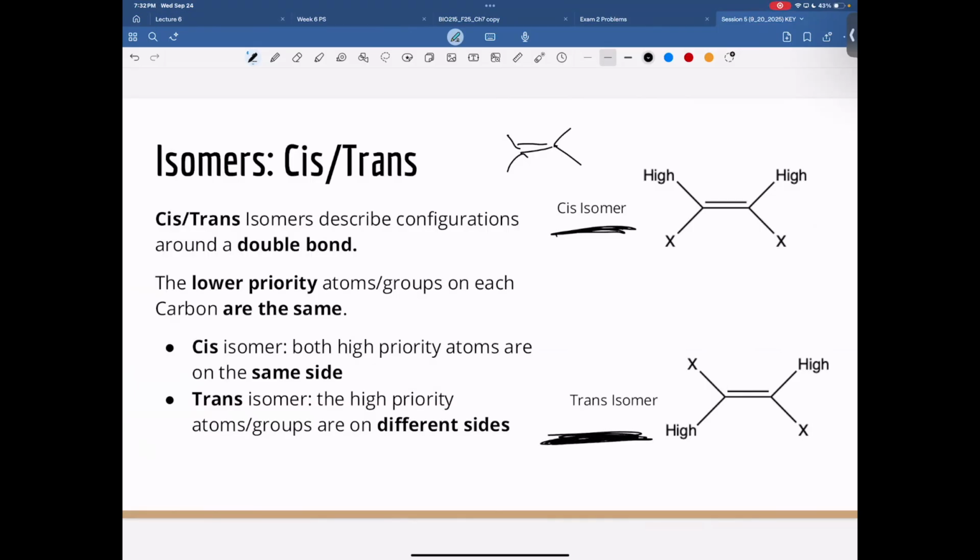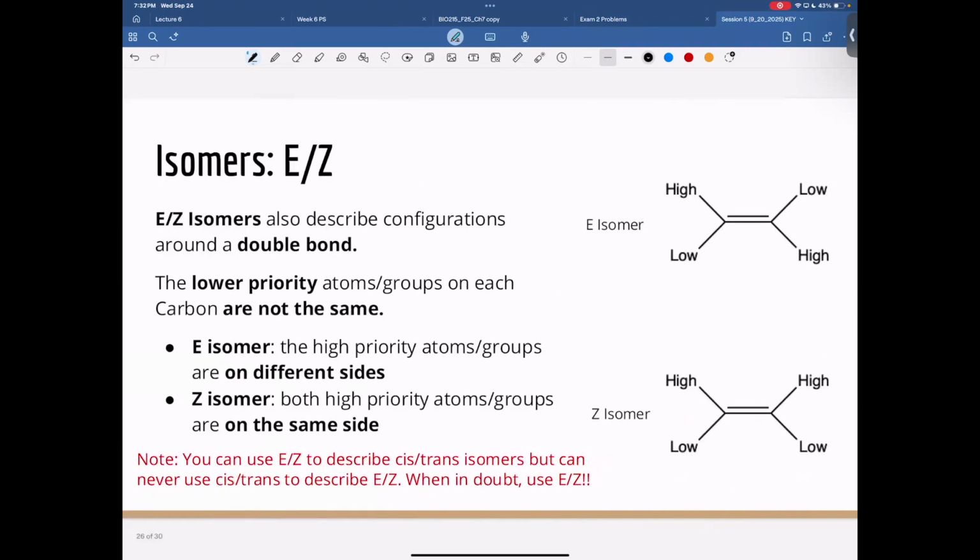Now, we won't really use cis-trans that often in organic chemistry. What we use instead is E and Z. The way I like to remember this is Z for Zame. Z is the Zame side. E is different, like E is not Zame. What we're talking about being the Zame is the high priority atom groups. So in this example, the high priority groups are on the Zame side, so that's Z. In this one, they're opposite, so they're E. It's a bit goofy, but it's a good way to remember.